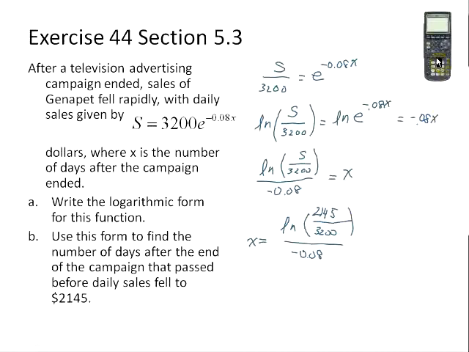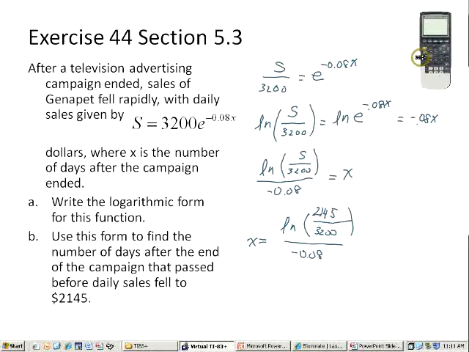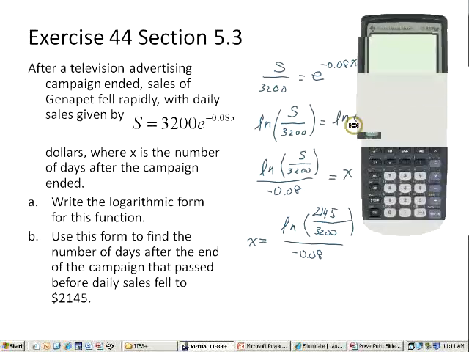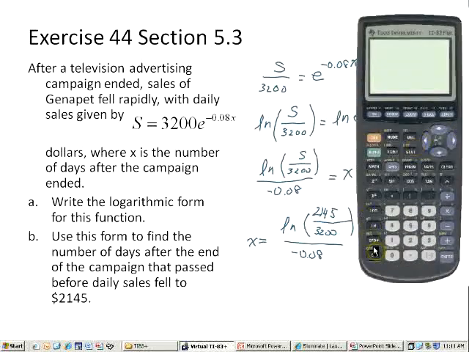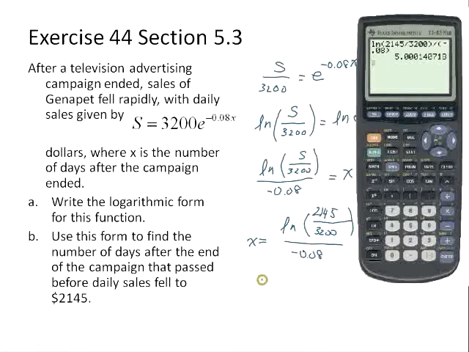Now, I'm going to try to find my calculator here, and we're going to make this a bit bigger so hopefully we can see it. What we're going to do is turn on the calculator now, and let's just clear out what's there. I'm just going to put this expression in the calculator and get our answer. So I'm going to have the natural logarithm of 2,145 divided by 3,200. Close the parenthesis, and this is all divided by, and I'll just put this in parentheses, negative 0.08.